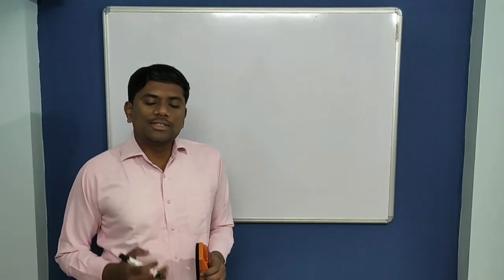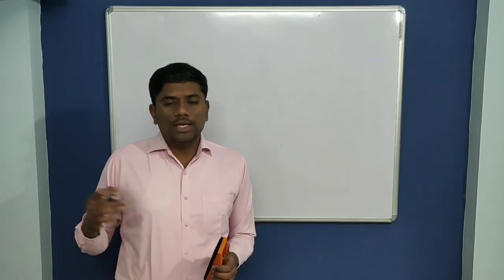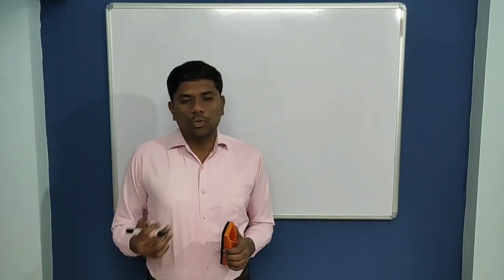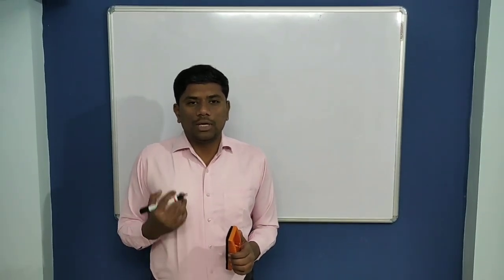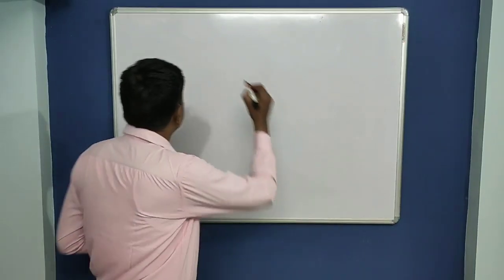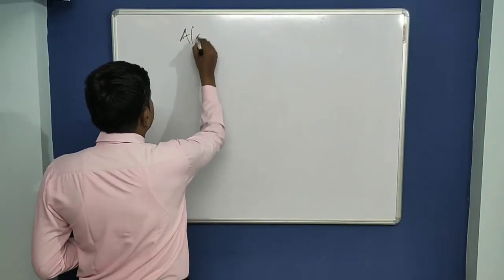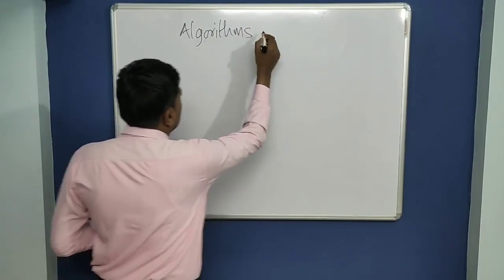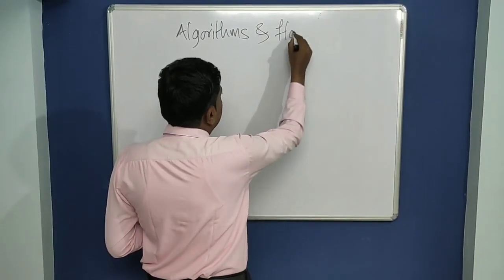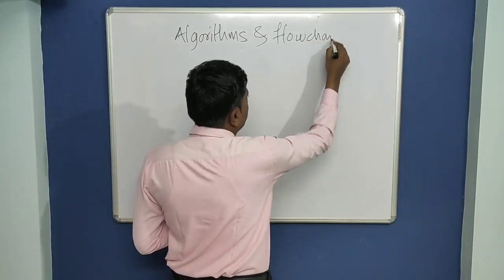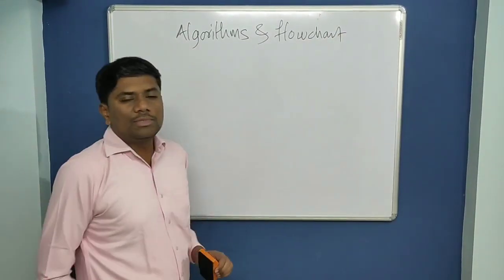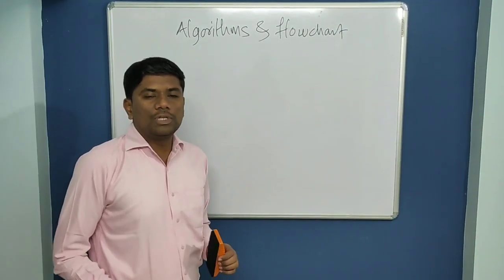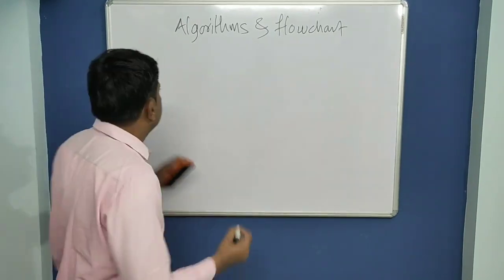First we'll see what is meant by algorithm, then we'll see what is meant by flowchart. So let us start with algorithms and flowcharts. First we'll discuss algorithms.